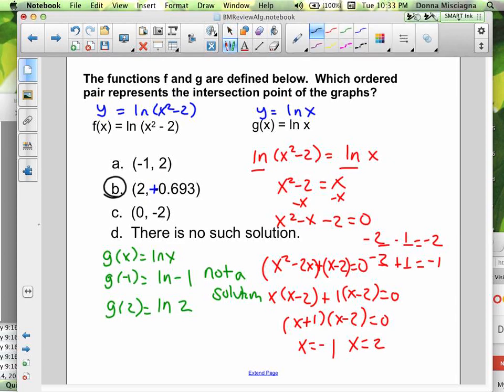And we can check it in the other equation as well. It might not be a bad idea. So let's plug it back in the other one. We have f of 2 equals natural log of 2 squared minus 2. That would be natural log 4 minus 2, which is 2. So we got the exact same answer. These two do check out, right? If we set them next to one another, we get natural log of 2 equals natural log of 2, which is a true statement. And I just had a little typo there. That should be a positive 0.693.